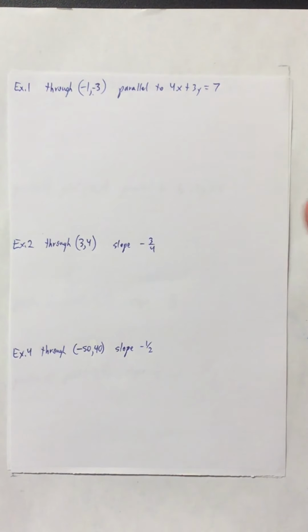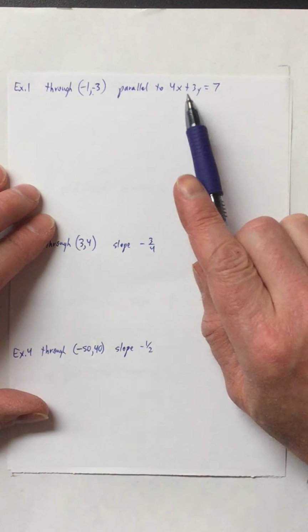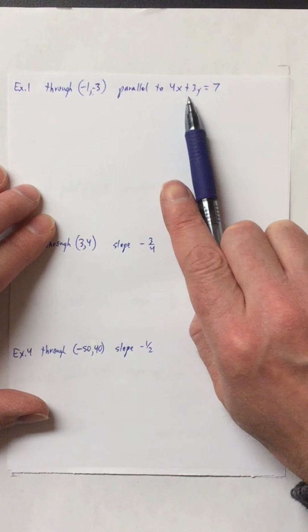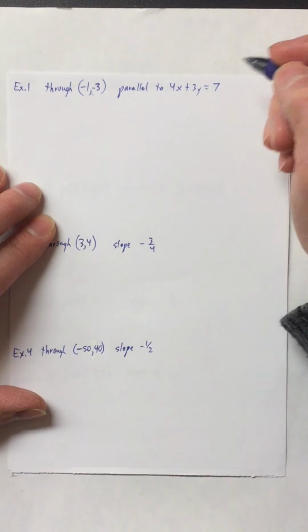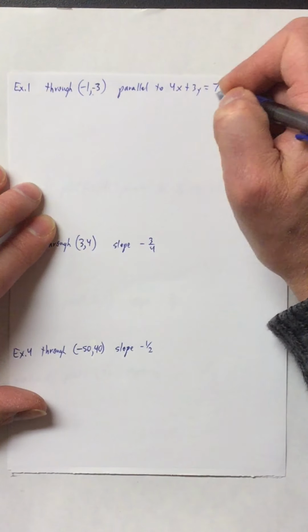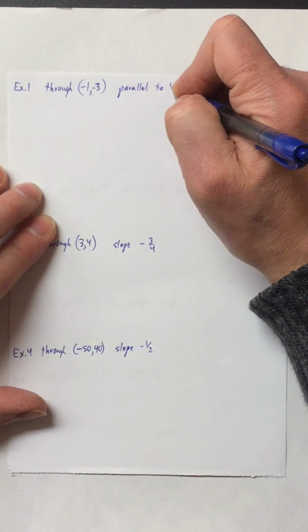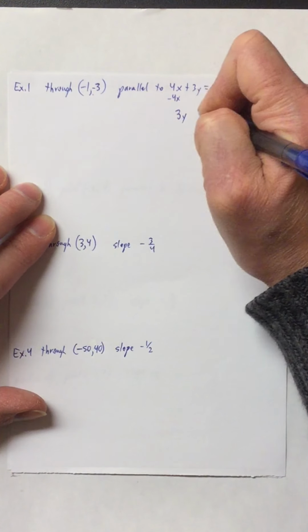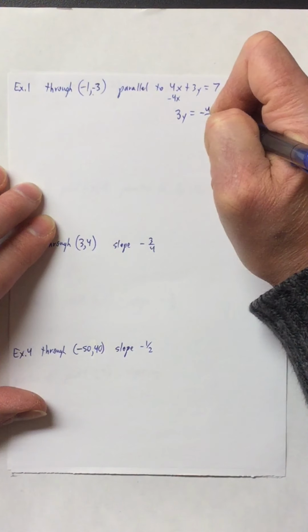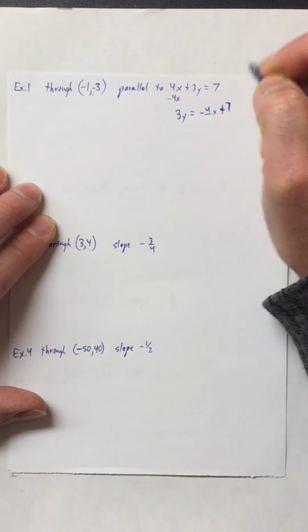So as soon as you see this word parallel, all that means is the slope for this equation is going to be the same slope in this equation. So let's rearrange this to find our slope because it's not in slope-intercept form. Let's move our x value over. So 3y is equal to negative 4x plus 7.